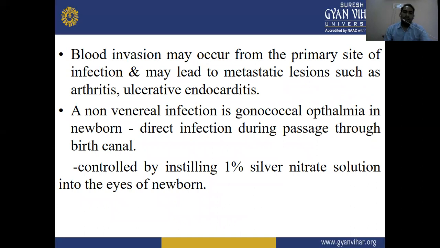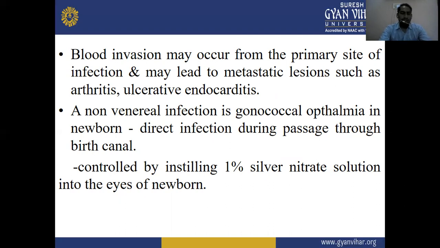Next one, blood invasion may occur from the primary site of infection and may lead to metastatic lesions such as arthritis and ulcerative endocarditis. Metastatic lesions first form as primary cancer, then travel through the blood or lymph system and form a new tumor in another part of the body. The metastatic tumor is the same type of cancer as the primary tumor.